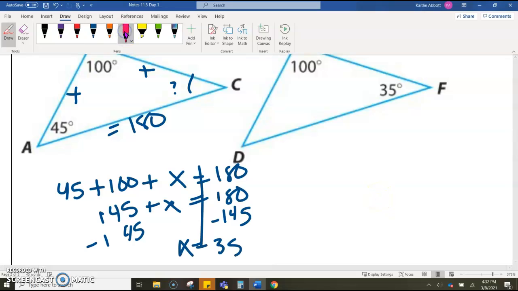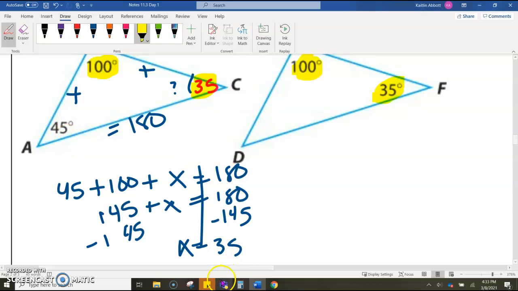Now why is that important? So 35 goes here. And look at that, look. This angle has 100, this one has 100. This one has 35, this one has 35. So since there are 2 angles that are the same, these triangles are going to be similar.